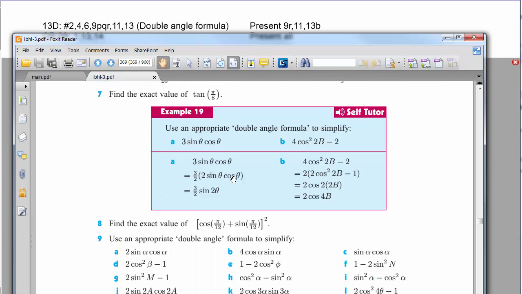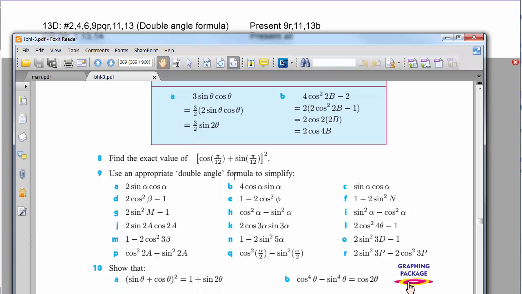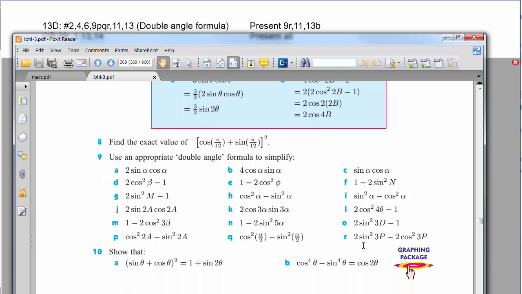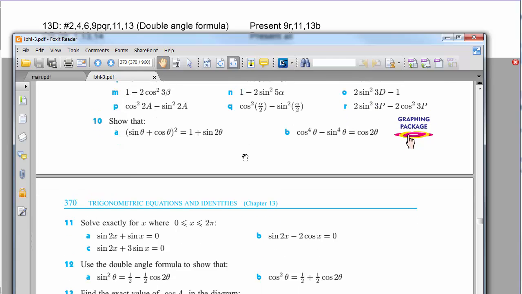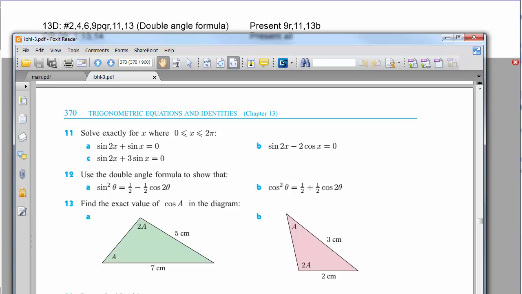The ones that I thought were most interesting here were numbers 9R, which we did, which is here. You can pause the video and take a look at that if you'd like. Number 11 was one I asked you to do, and 13B. So I'll leave these there and go ahead and work with those. And now I'll close the book.